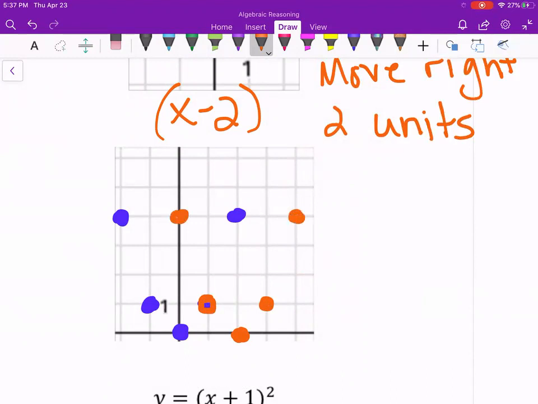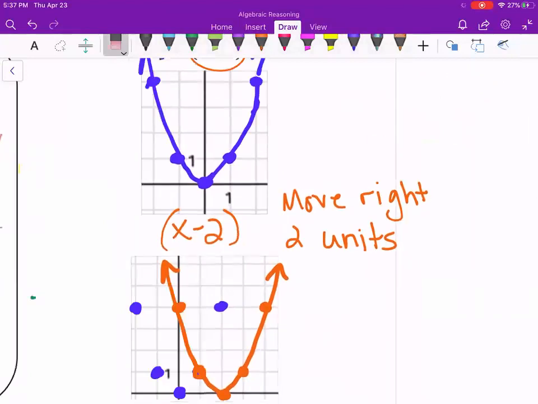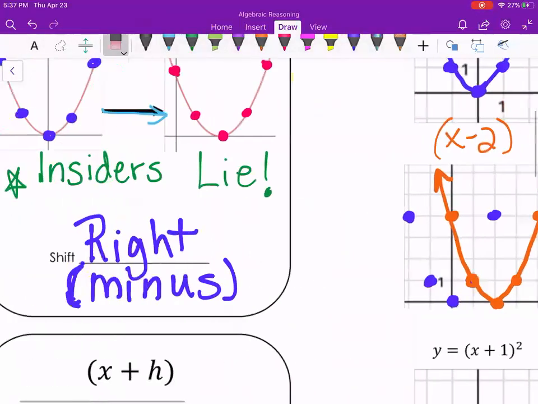All right, so there's our new graph. So notice the shape of it is still pretty much the same. Only difference, it's now been shifted over. So let's see what happens now if we bring in a plus instead of a minus.